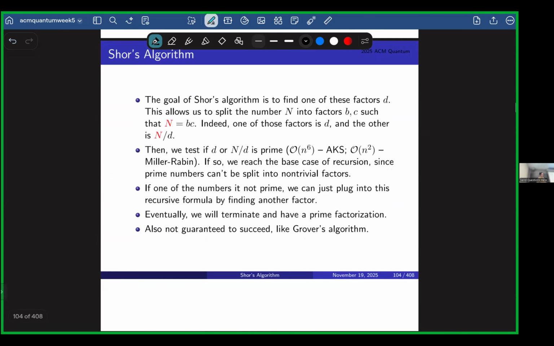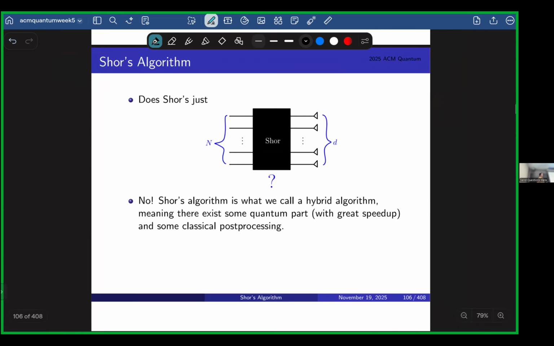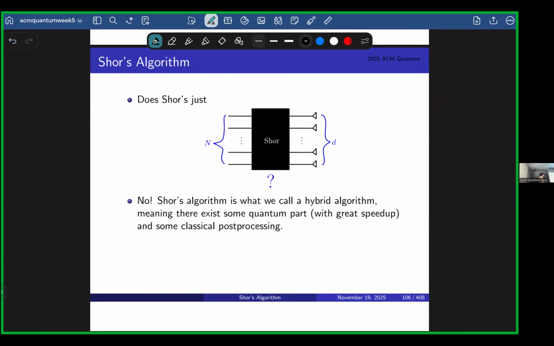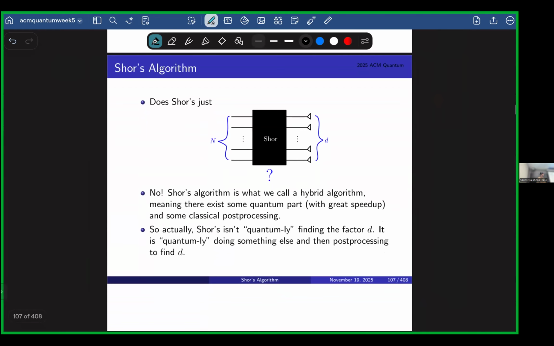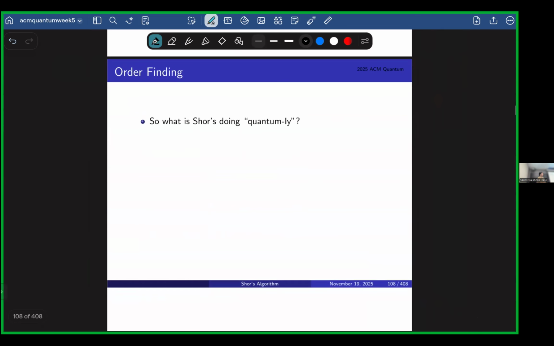And no, Shor's doesn't just take n as some bit string and then output the factor d. It's a hybrid algorithm, so it'll do some quantum part and then some classical post-processing or even pre-processing, and the quantum part has the speedup. So it's not quantumly finding the factor d; it's quantumly doing something else and then doing something classically to find the factor d. So obviously the question is, what is it doing quantumly?